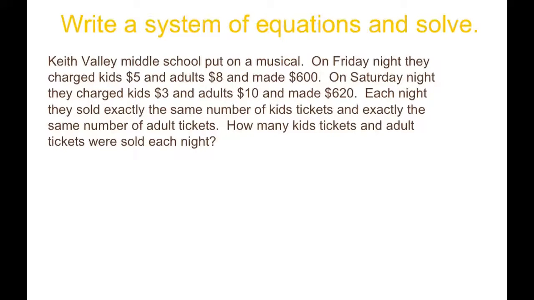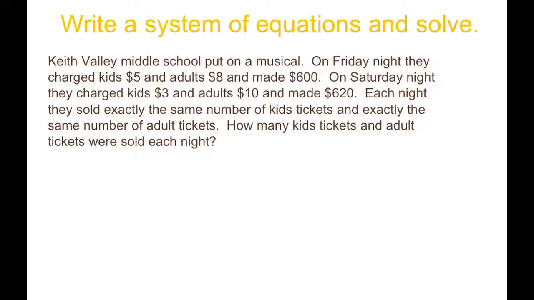All right, then we're going to do a word problem. Keith Valley Middle School put on a musical. On Friday night, they charged kids $5 and adults $8 and made $600. On Saturday night, they charged kids $3 and adults $10 and made $620. Each night, they sold exactly the same number of kids' tickets and exactly the same number of adult tickets. How many kids' tickets and adult tickets were sold each night?